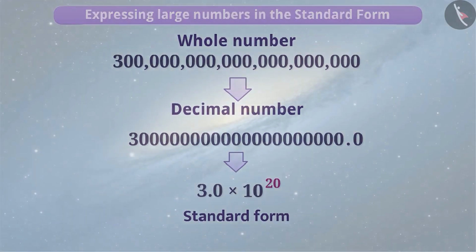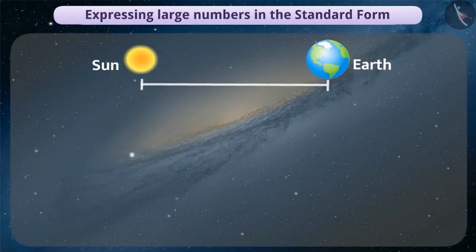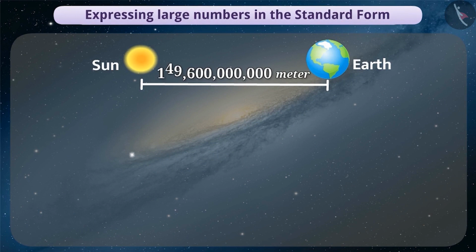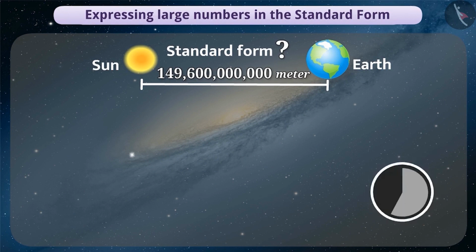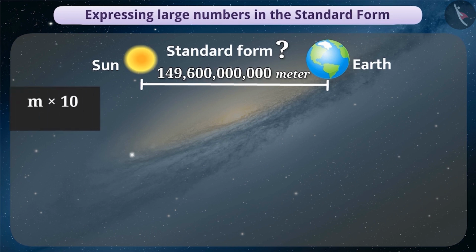The distance of the Earth from the Sun is as follows. Will you be able to express this number in its standard form? Pause the video and try. Let us express this in standard form. Distance of the Earth from the Sun is equal to this.